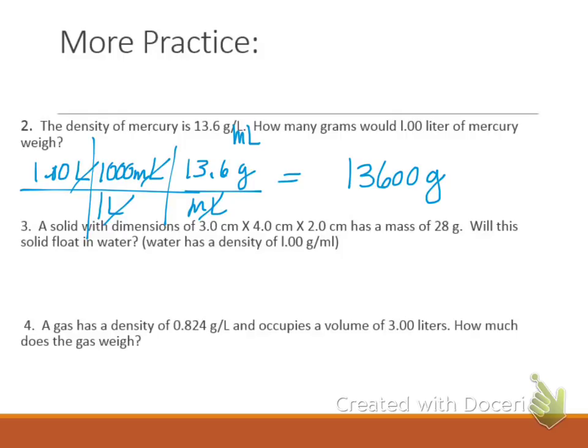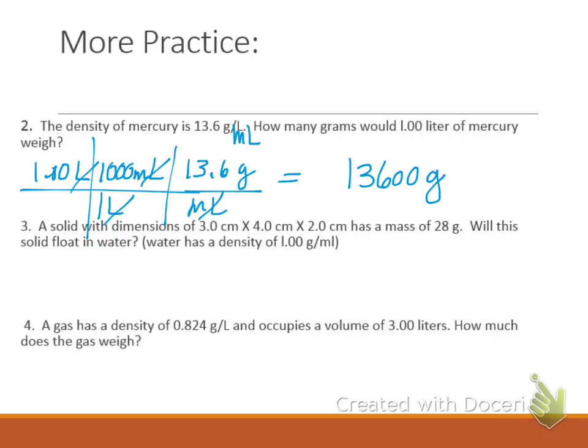So we just used density as a conversion factor. That's all we did. We just said, hey, if 1 milliliter is 13.6 grams, how much would a whole liter be? Okay? Make sense? Okay.